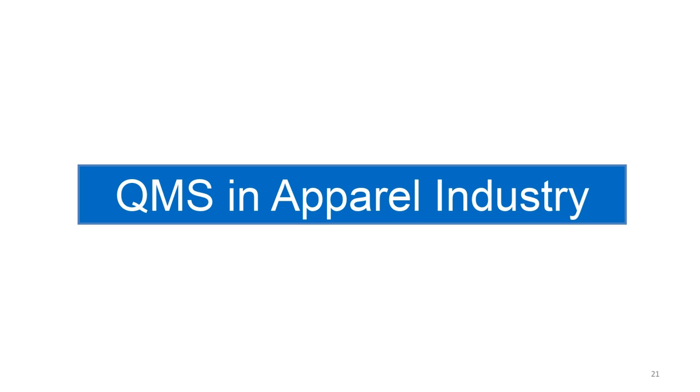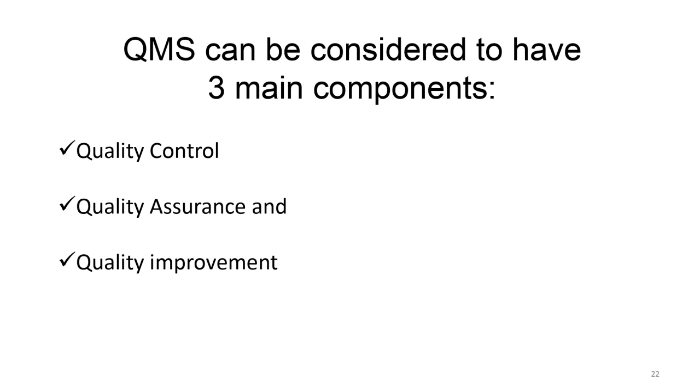So, quality management system in the apparel industry. This is slide number 21. We're going to slide number 22. Quality management system can be considered to have three main components. One is quality control, second is quality assurance, third is quality improvement. Of course, the order is not exactly in this format. First we talk about quality assurance, then we talk about quality control, and third is when we talk about quality improvement.